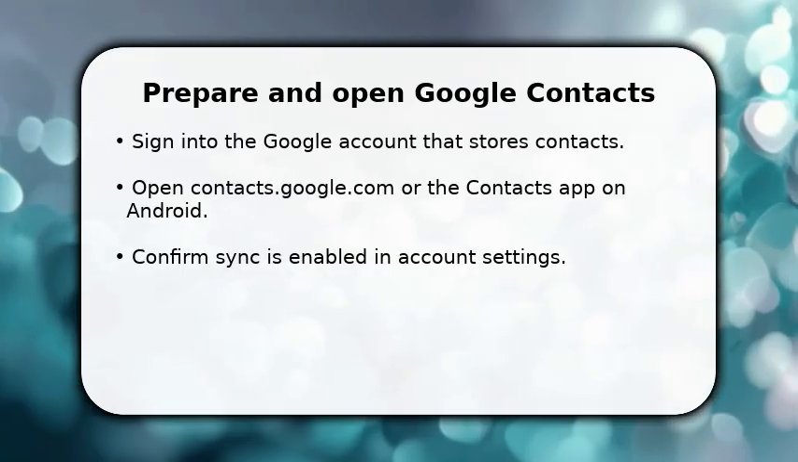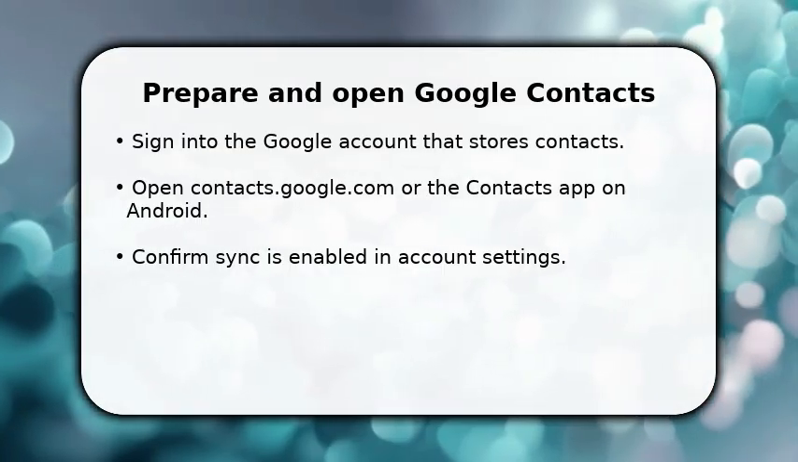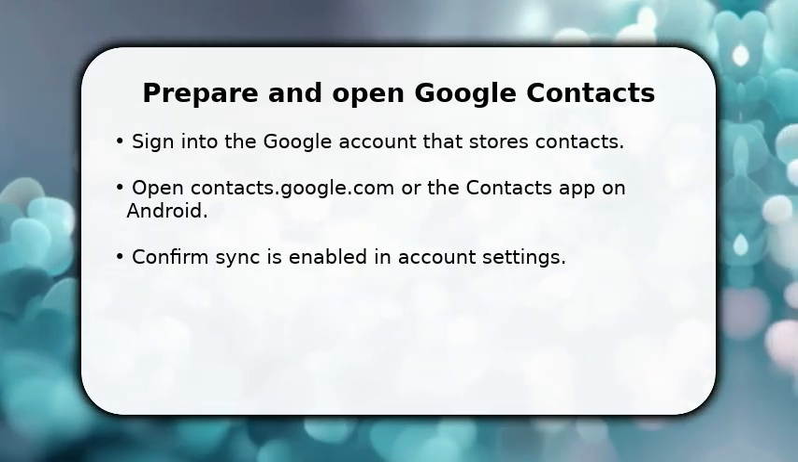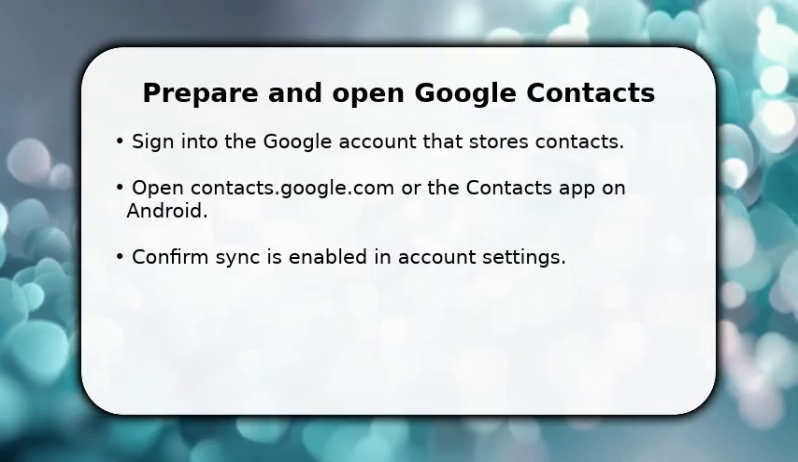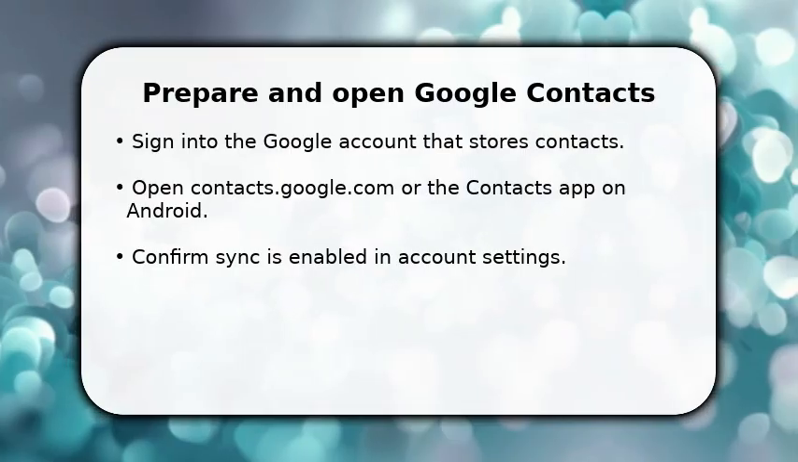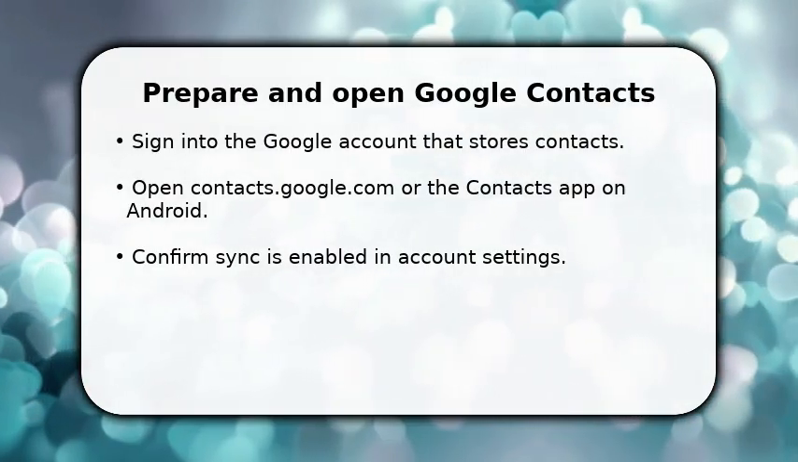You start by signing into the Google account that holds your phone numbers. This ensures you're accessing the right dataset. Once signed in, open Contacts.Google.com on a browser or the Contacts app on Android so you can view full details. Make sure Sync is enabled in your device settings. That allows newer changes to appear. This first step avoids incomplete exports.